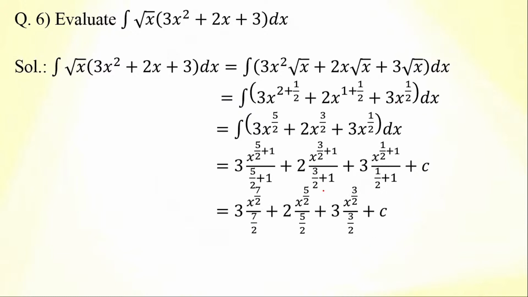So this will become, after adding up all the parts, 5/2 plus 1 becomes 7/2, 3/2 plus 1 will become 5/2, 1/2 plus 1 will become 3/2. So adjust all these denominators and give your answer in the simplest version possible. So this becomes the answer.